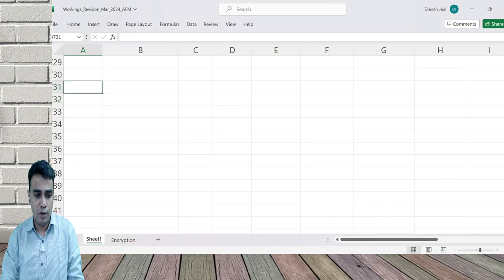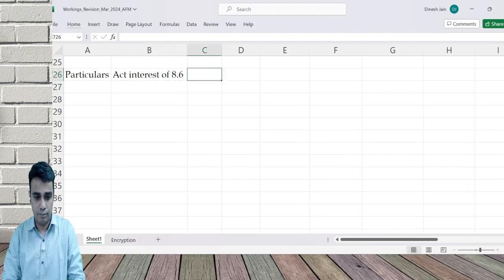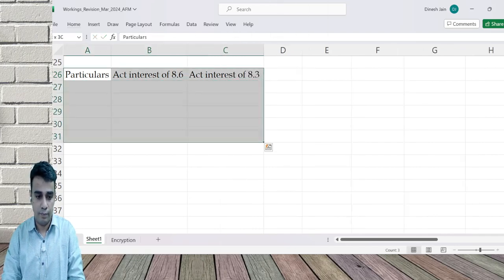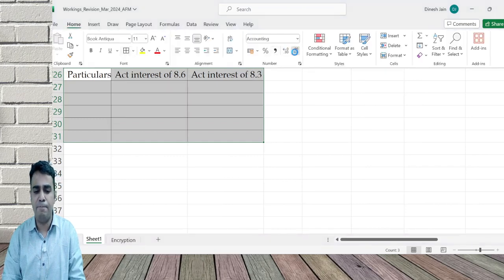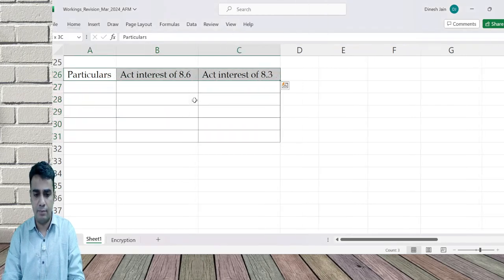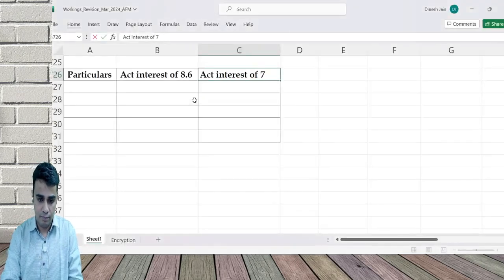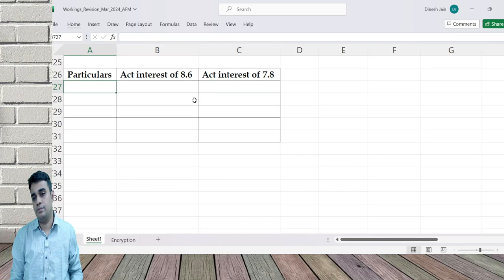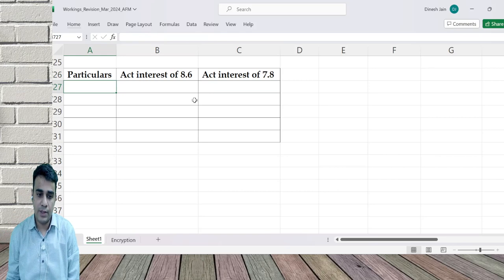Particulars. You go through the question for a minute. I'll wait. Please go through the question. This is a very simple calculation, nothing tricky in this. Actual interest of 8.6, actual interest of 7.8.